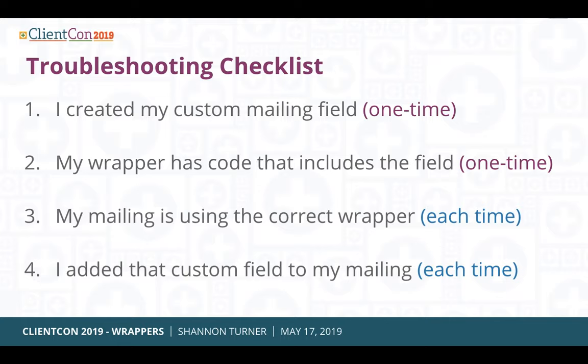Every time you've got to make sure that your mailing is using the correct wrapper. And then every time you've got to make sure that you're adding that custom field to your mailing with the text in that you want. So if I don't add any text into my button text custom field, then of course it's going to default to take action. I have to actually change it. So this is the troubleshooting checklist with one time and each time.